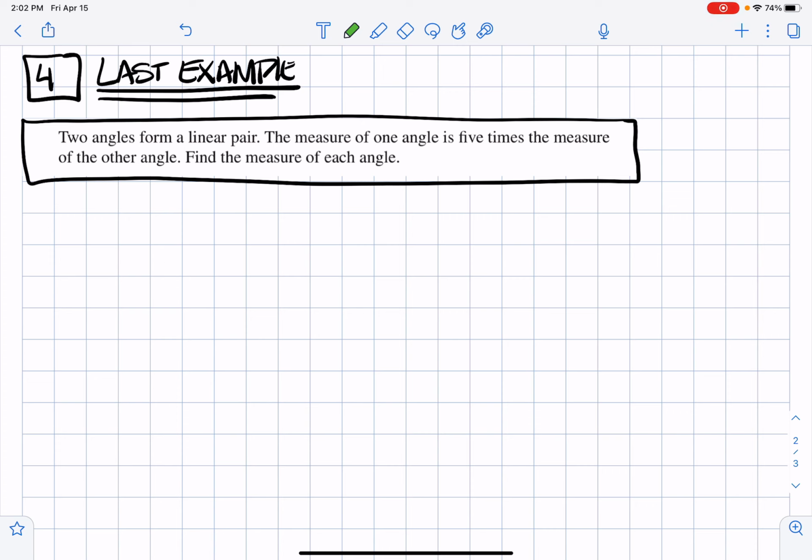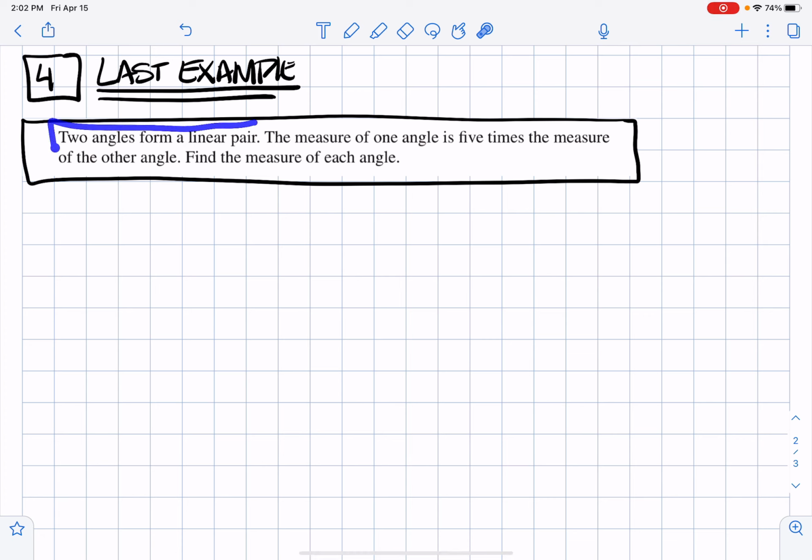Okay, box 4 is the last example here in this little video. It says two angles form a linear pair. Okay, so that's some good information right away. Two angles form a linear pair. The measure of one angle is 5 times the measure of the other angle. Find the measure of each angle.